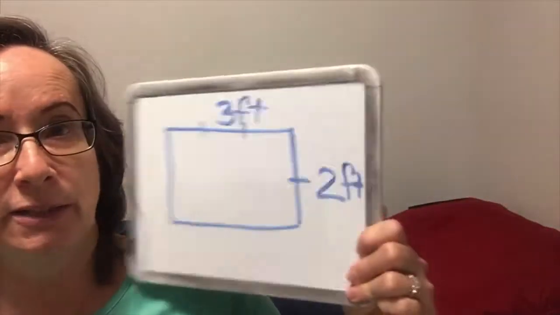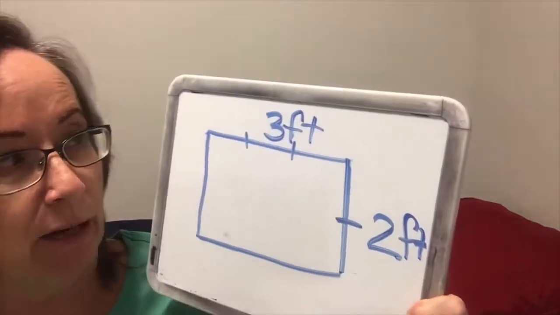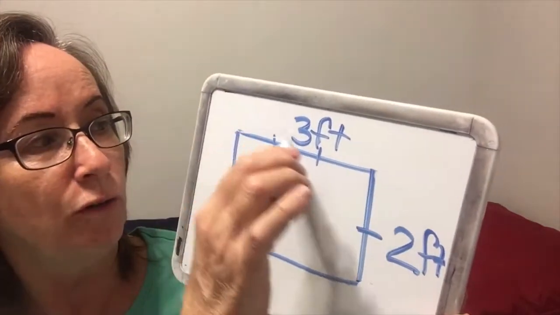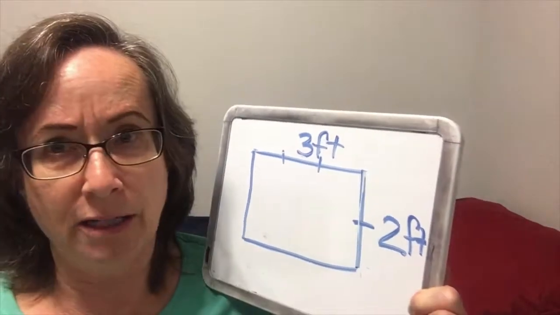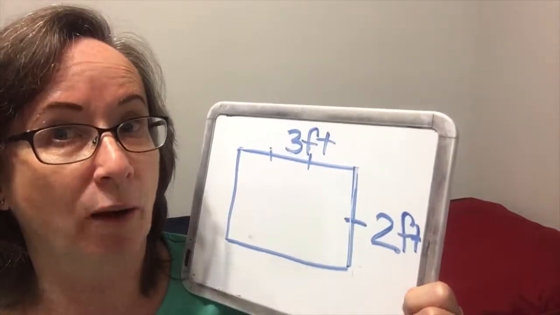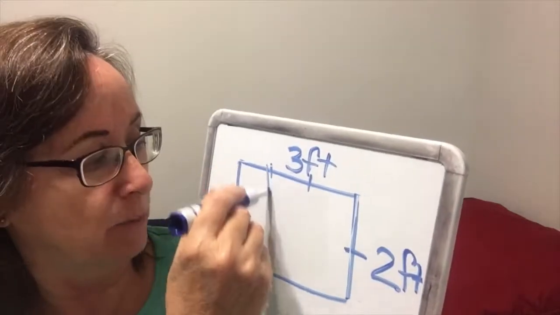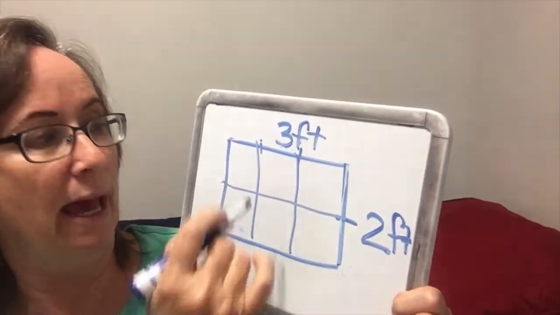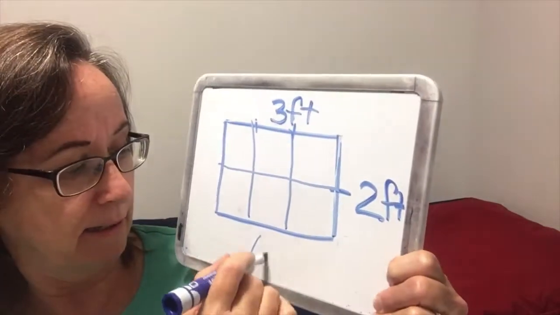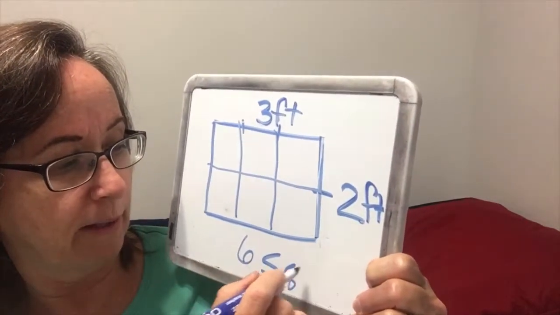This is example 17.1. They start with this problem and they said, we have 3 feet by 2 feet. It's not hard to figure out how many square feet we have, because we could go ahead and draw our boxes, and we have 6 square feet.